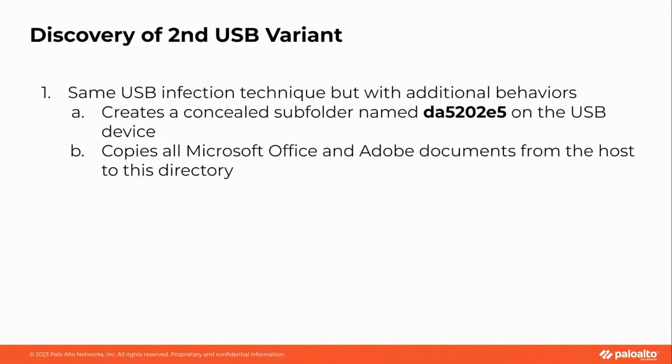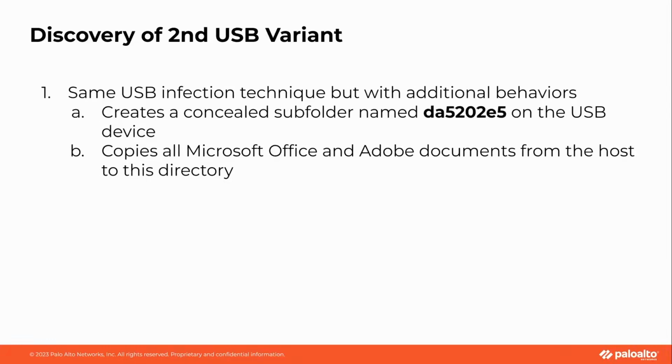Now, I did discover a second variant of this. It has all the same capabilities, but one addition to it. Additionally, in that files folder, they'll create another folder called DA5202E5. I'm not sure why the name, but when they run it, they will exfiltrate all the host Microsoft Office and Adobe documents to that directory.